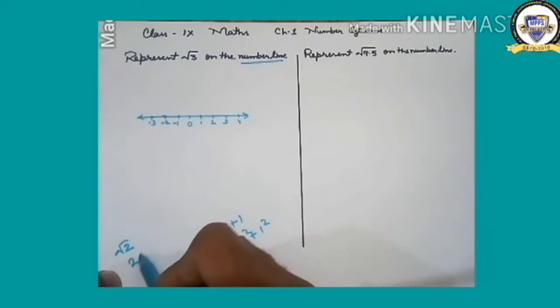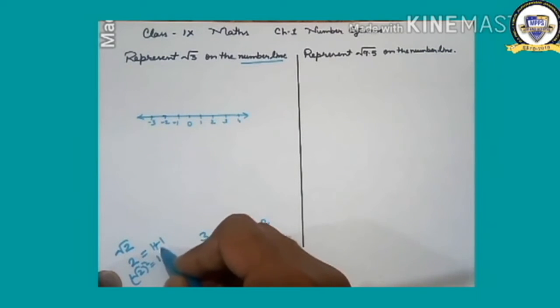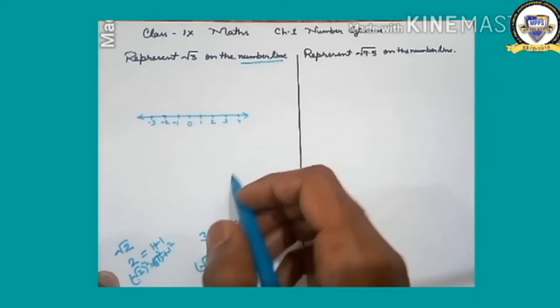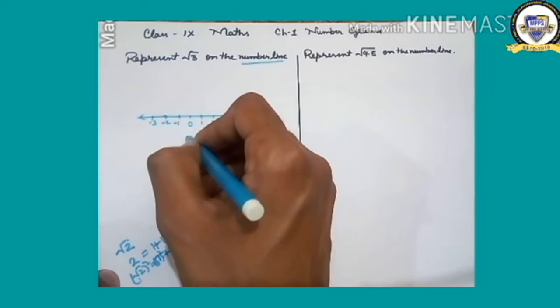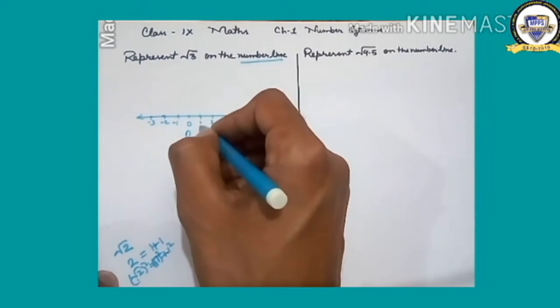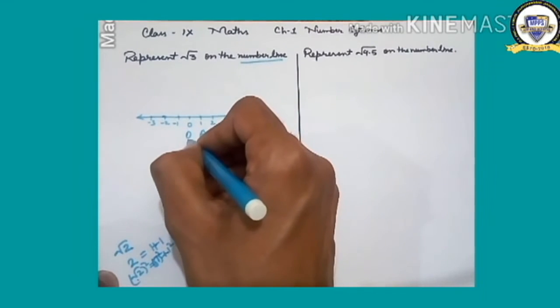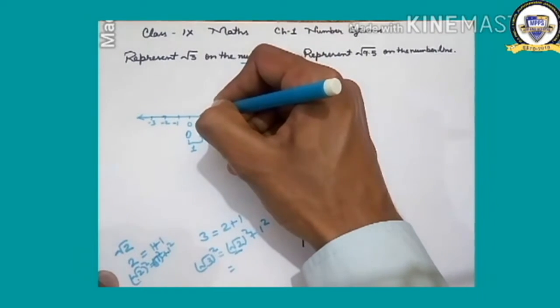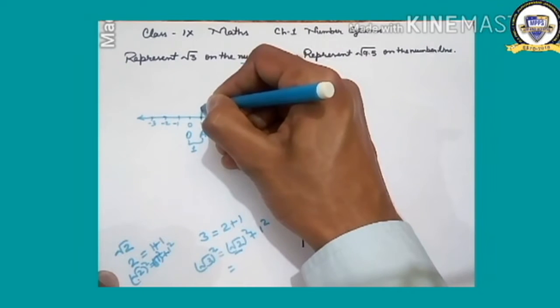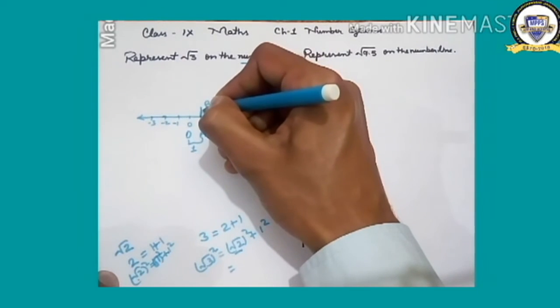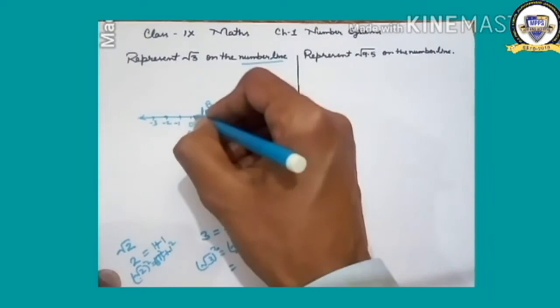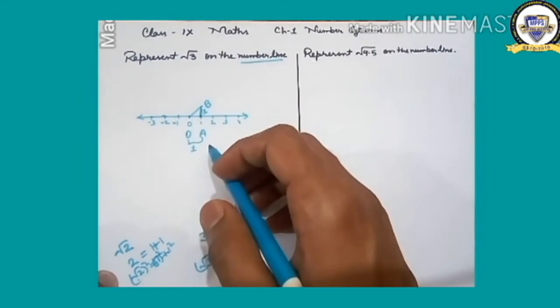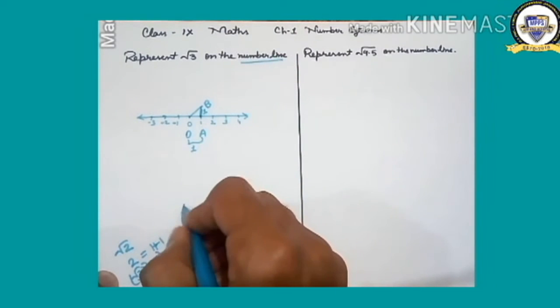Now, if you consider 2 as 1 plus 1, so square root 2 square will be 1 square plus 1 square. That means if we consider 0 as O and 1 as A, that means OA equals 1 unit, and draw a perpendicular from A to B of 1 unit again, and join OB. Observe OB.